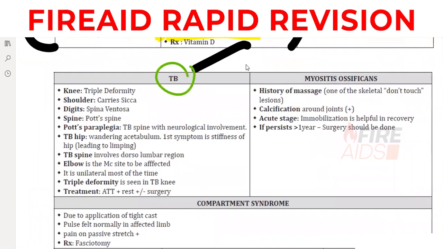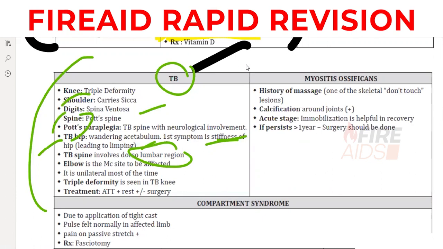The next is TB. We have already talked about TB, so only one point regarding TB here is the TB bones. When it affects the bones, you need to know TB spine is the most commonly affected part, that is Pott's spine. After spine, it's going to be the hip. When it affects the hip, it's called wandering acetabulum. The first symptom is going to be the stiffness of the hip, so the patient will start limping. In spine, it is going to affect the dorsolumbar region.